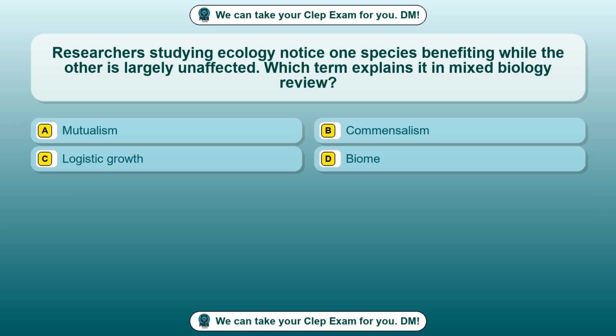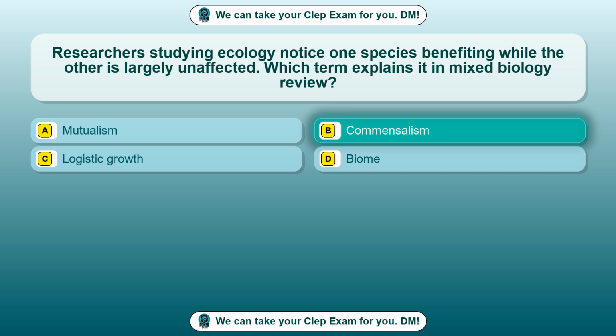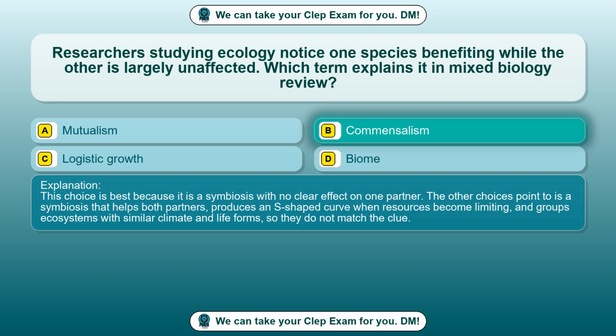Question 31. Researchers studying ecology notice one species benefiting while the other is largely unaffected. Which term explains it in mixed biology review? Option A, mutualism. Option B, commensalism. Option C, logistic growth. Option D, biome. The correct answer is option B, commensalism. This choice is best because it is a symbiosis with no clear effect on one partner.